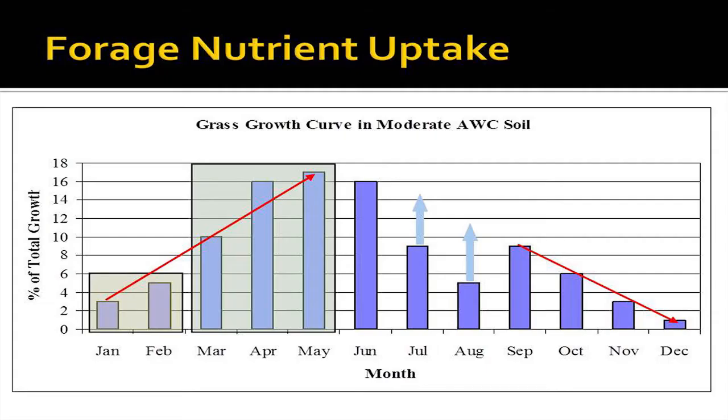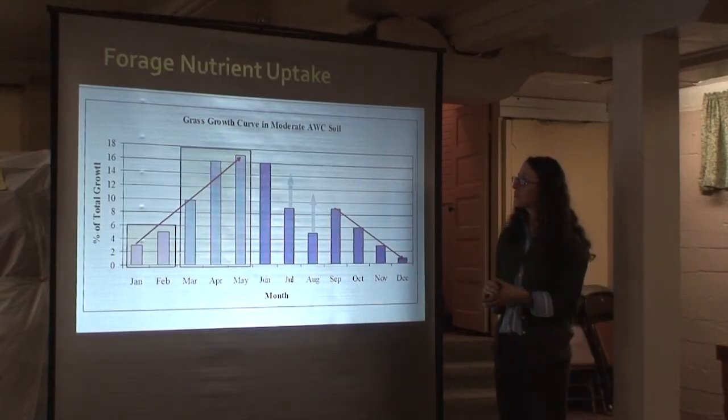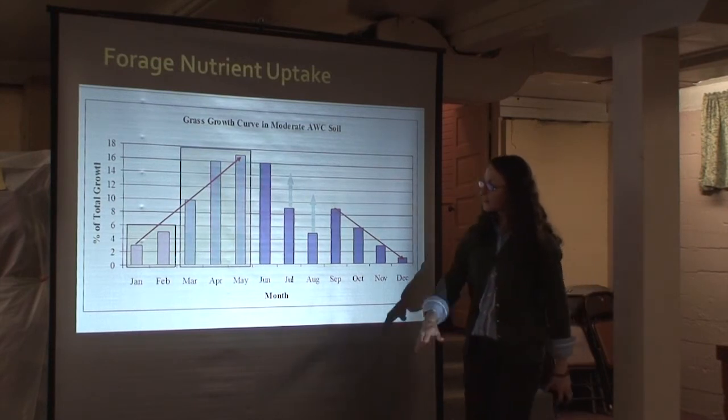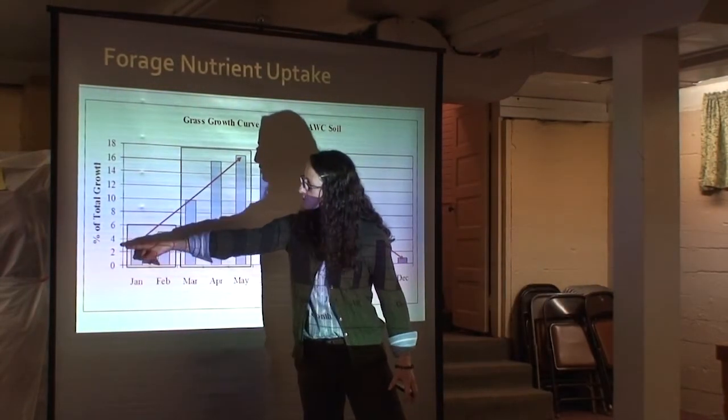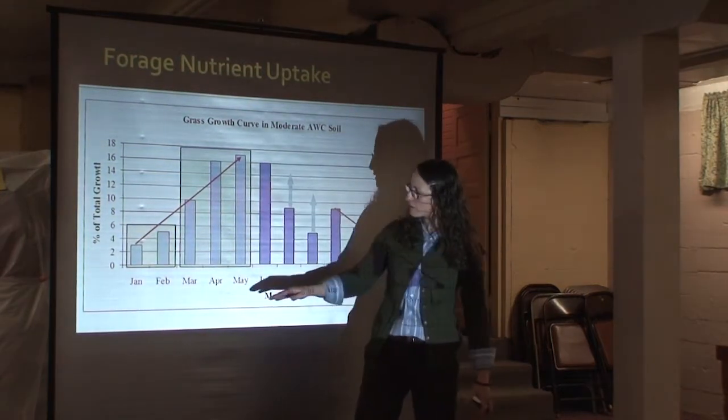So now let's think about forage nutrient uptake. When are things taken up by the soil? What are the growth rates, and when do we want to put manure on to account for that? So this is a general grass growth curve for our area. You can see starting January, we don't have a lot of growth. You can see this is percent of total growth a month along this axis.